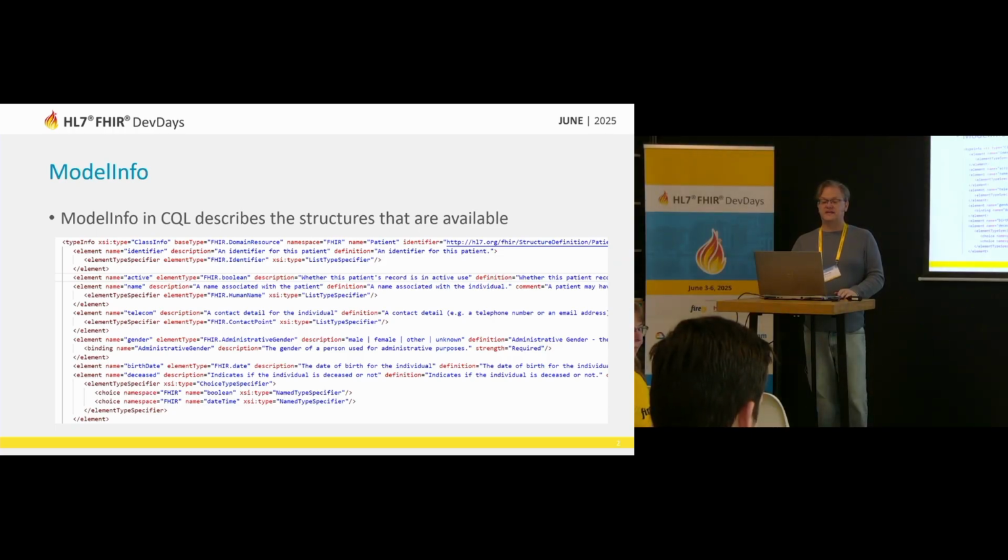So here's an example. This is the class info for the patient resource. It's got the identifier there. That's actually the URL. And then for each element, all the elements that you see in the patient resource are exposed as elements in this class info. So model info is just a very simple description of basically object-oriented classes.